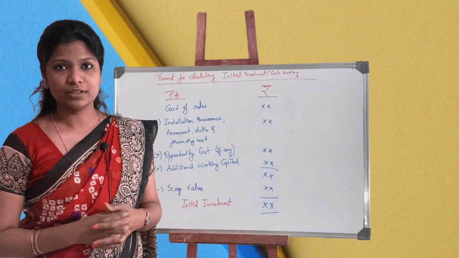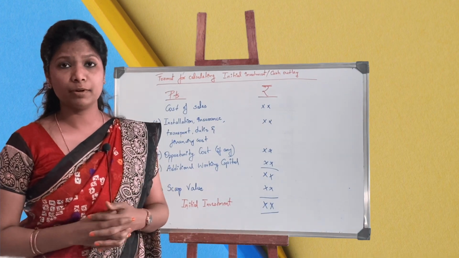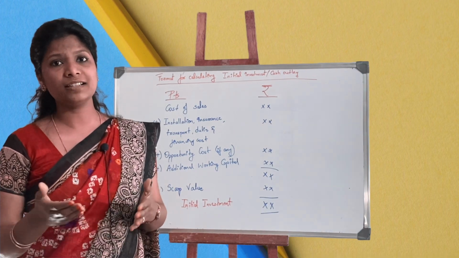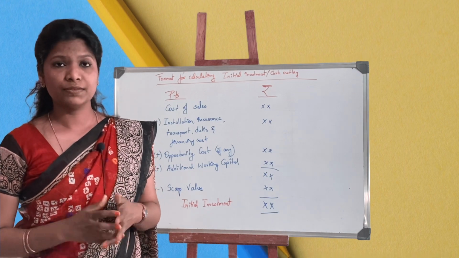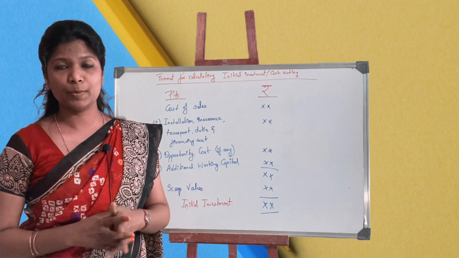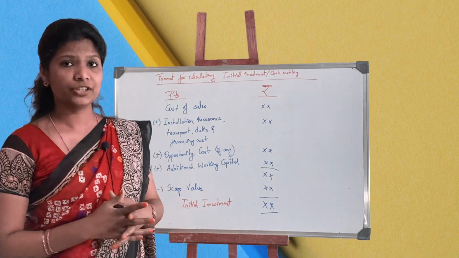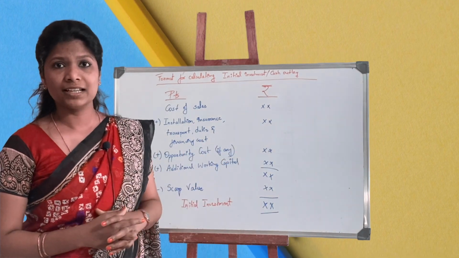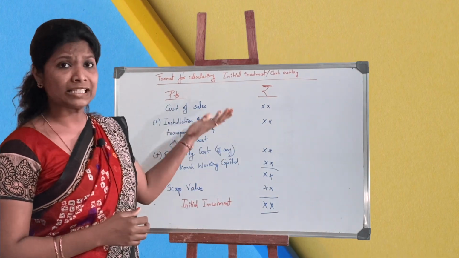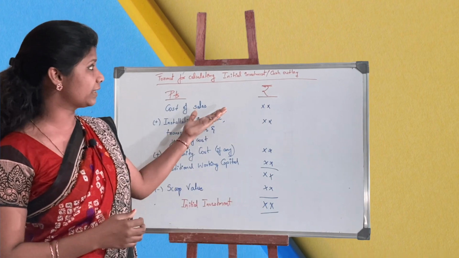So our next chapter is Unit 4, Investment and Dividend Decisions. For the first part of the chapter, we're going to deal with investment decisions. Starting out with the first format, we are going to calculate the format for calculating initial investment or cash outlay.